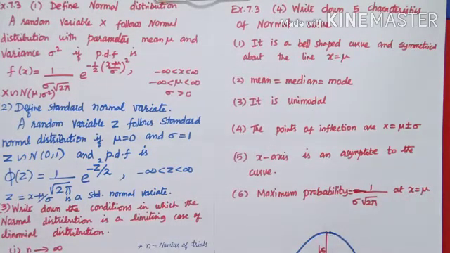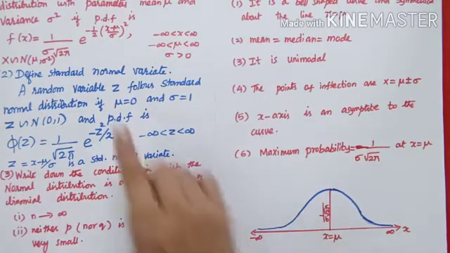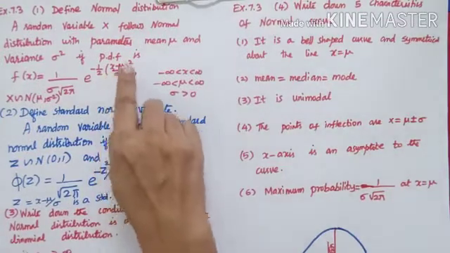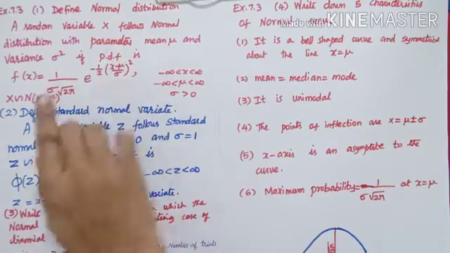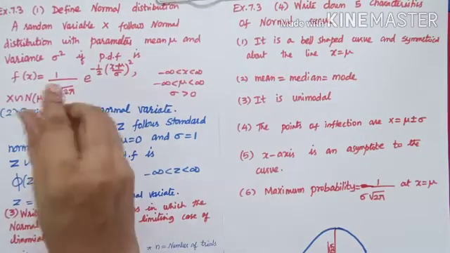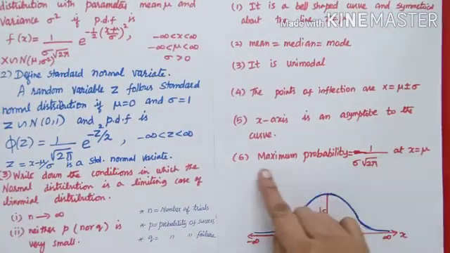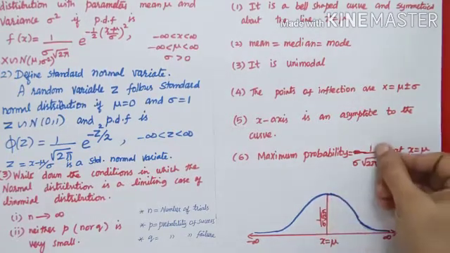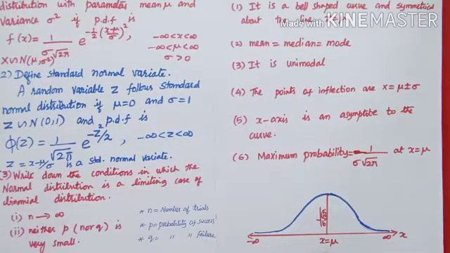The maximum probability, this height: put x is equal to mu in this equation. If I put x is mu, this full exponent becomes 0. E power 0 is 1. Forget it. What is my answer? 1 by sigma root of 2 pi. And this we call the maximum height of the curve. So maximum probability is 1 by sigma root of 2 pi, attained at x is equal to mu.